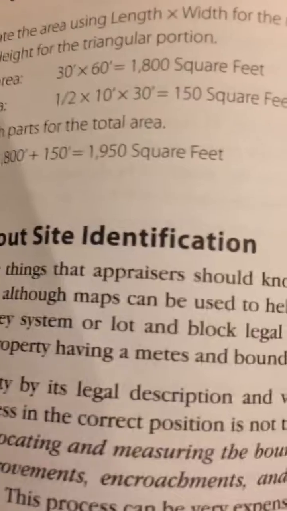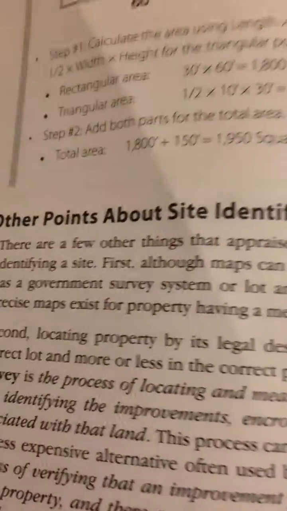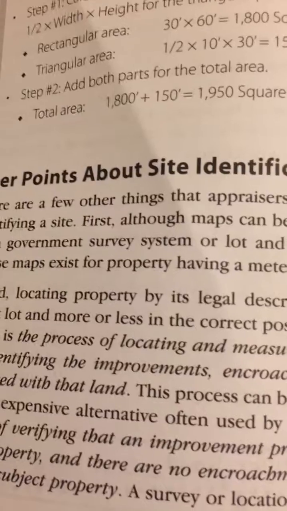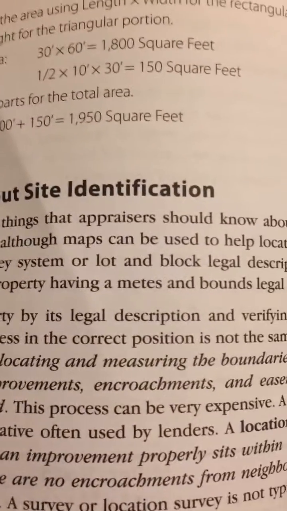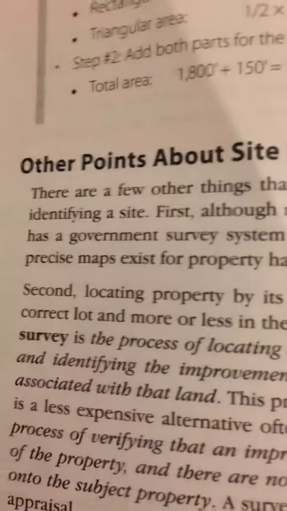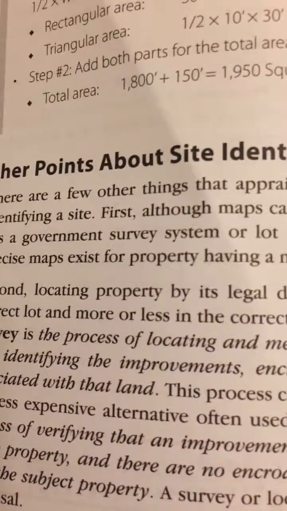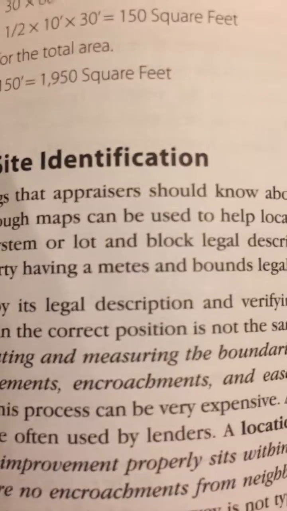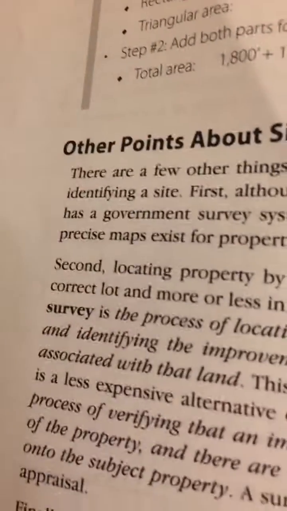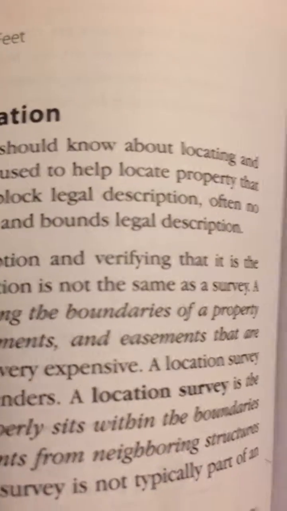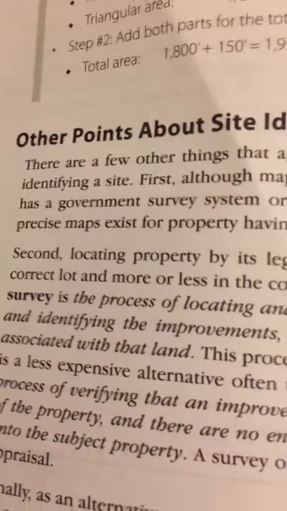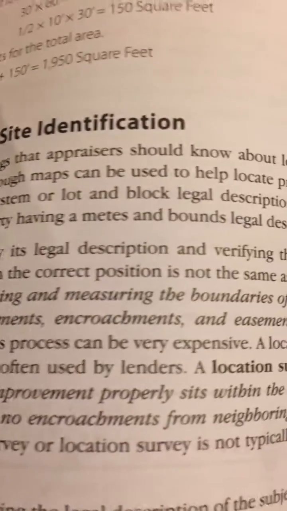Other points about site identification. There are a few other things that appraisers should know about locating and identifying a site. First, although maps can be used to help locate property that has a government survey system or lot and block legal description, often no precise maps exist for property having a metes and bounds legal description. Second, locating property by its legal description and verifying that it is the correct lot and more or less in the correct position is not the same as a survey.